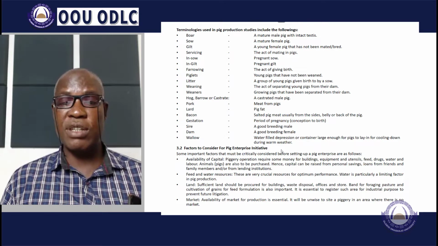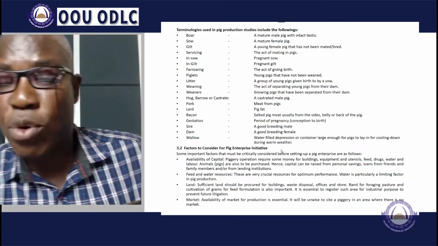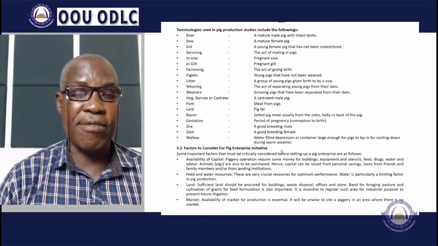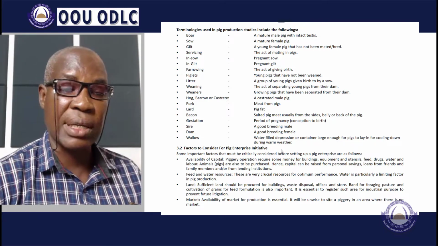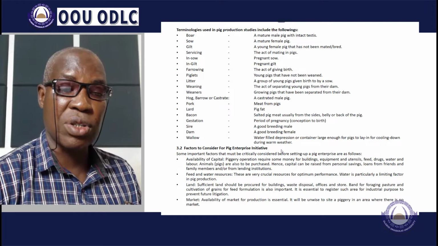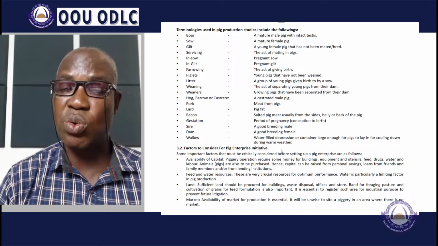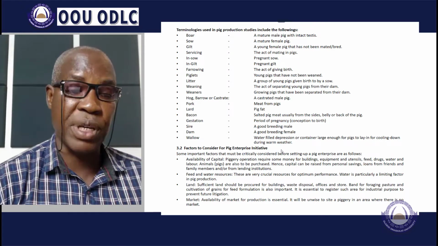And it can be from a safe capital, savings, from loans, or from friends and family, or from lending institutions. It is very important. Money is the first thing. Then you need water and resources. You need feed and water resources. It is very crucial. Feed is very important for optimum production in any pig enterprise.